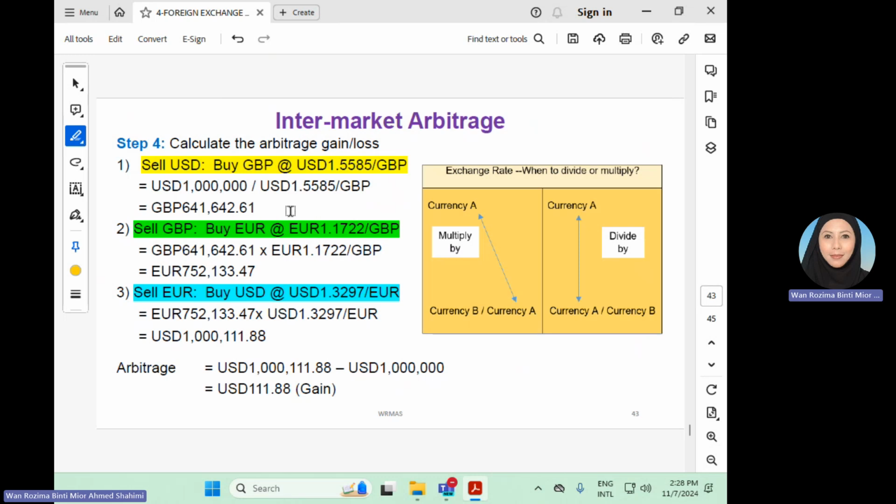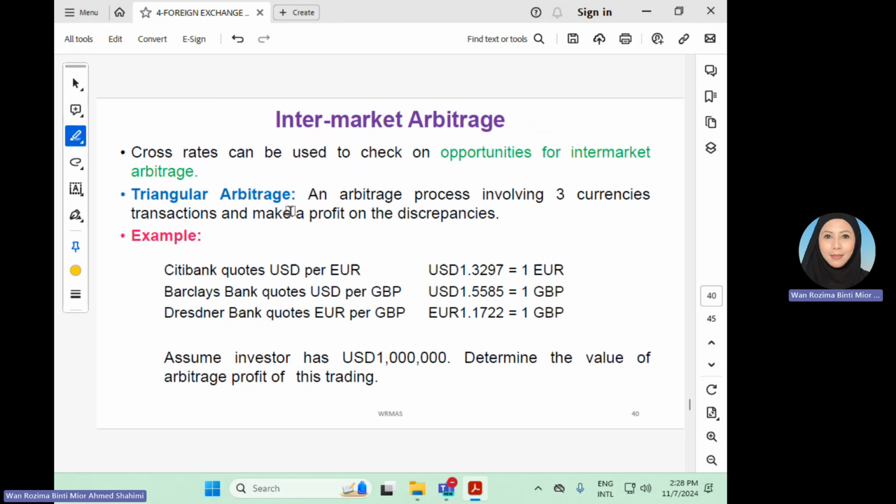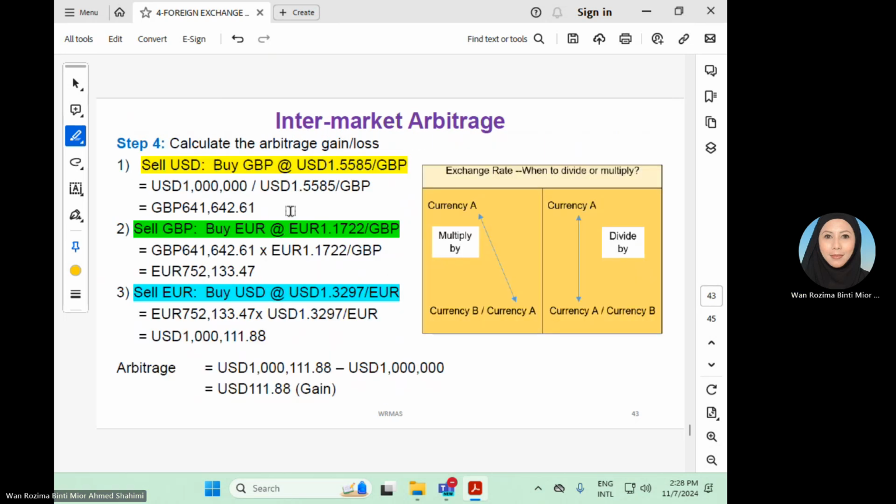Okay, so for example, sell USD, buy British pound. So this one is between USD and British pound, 1.5585. USD, same location, both also at the front. So you need to divide. Then you will get British pounds, 641,642 and 61 cents. Bring it down.